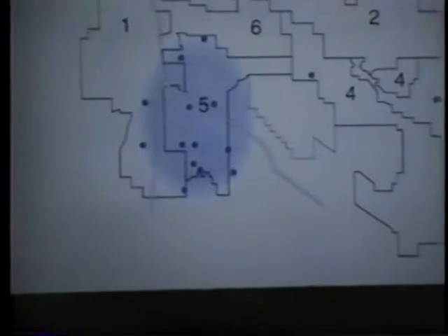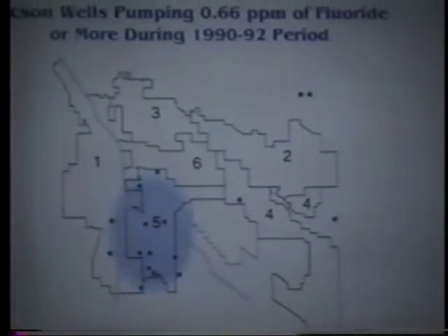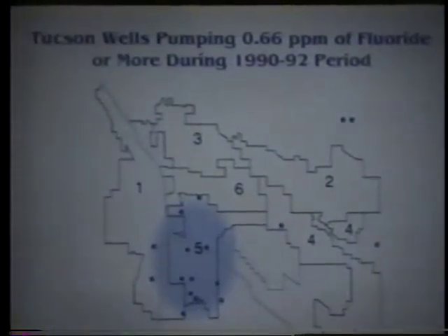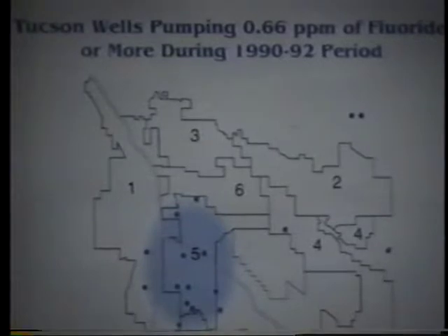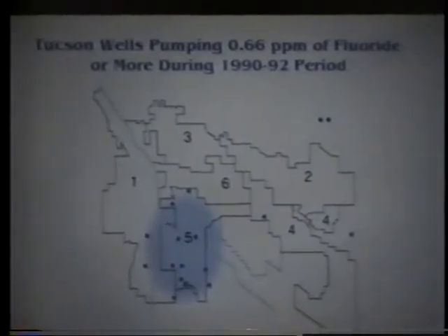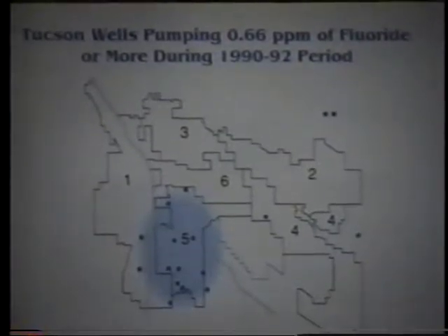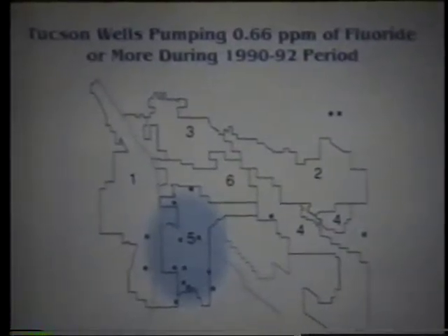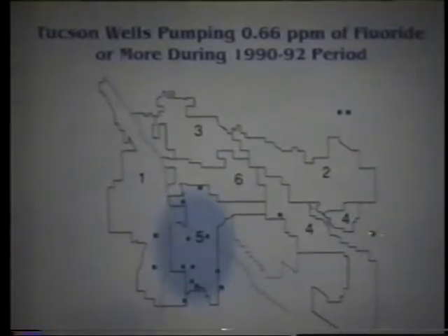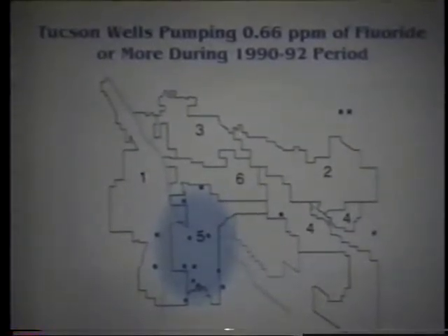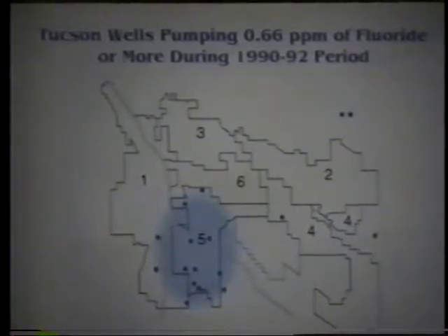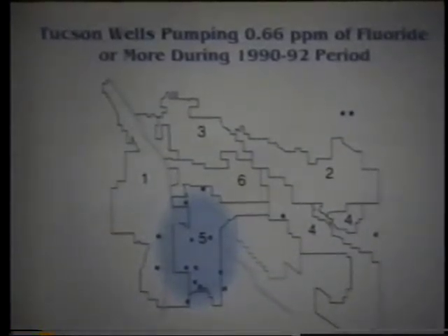Now, I've already shown you a map of Tucson, but maybe if you don't remember it, here again is the map. The numbers here just represent political districts. But the blue area is the area where you have the highest fluoride coming from the wells, around 1 part per million. As you go away from that area, out here it gets less, up north it gets less, down to about 0.2 parts per million. So there is quite a variation in fluoride.